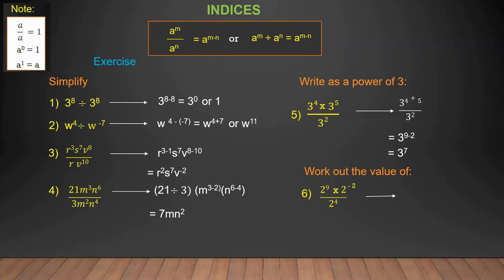For the last one, you have 2 to the 9th times 2 to the negative 2. Copy the common base of 2, 9 plus negative 2. Different signs here, so you have 2 to the 7 on the top, and minus the denominator's power, which is 4. 7 minus 4 is 3. So you have 2 cubed. That means 2 times 2 times 2, which gives you 8. So 8 is the value of this question.